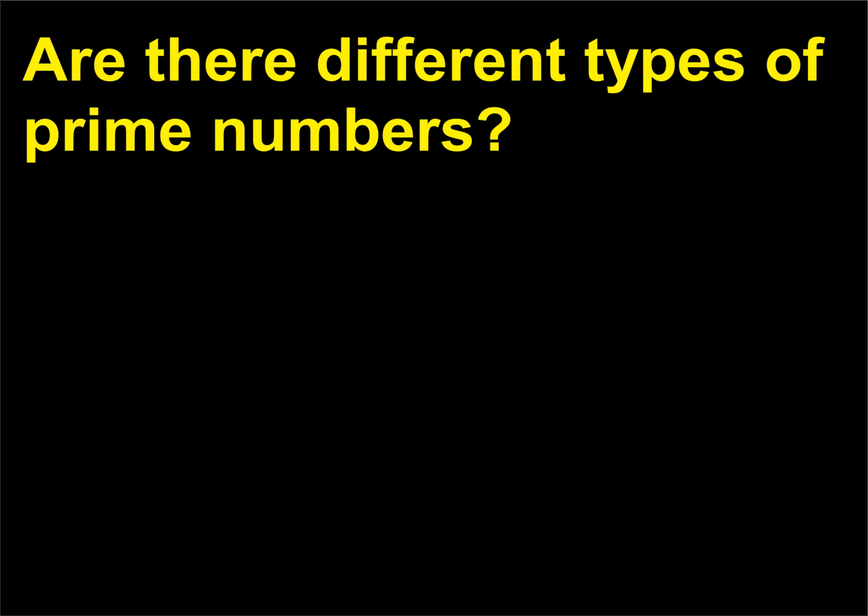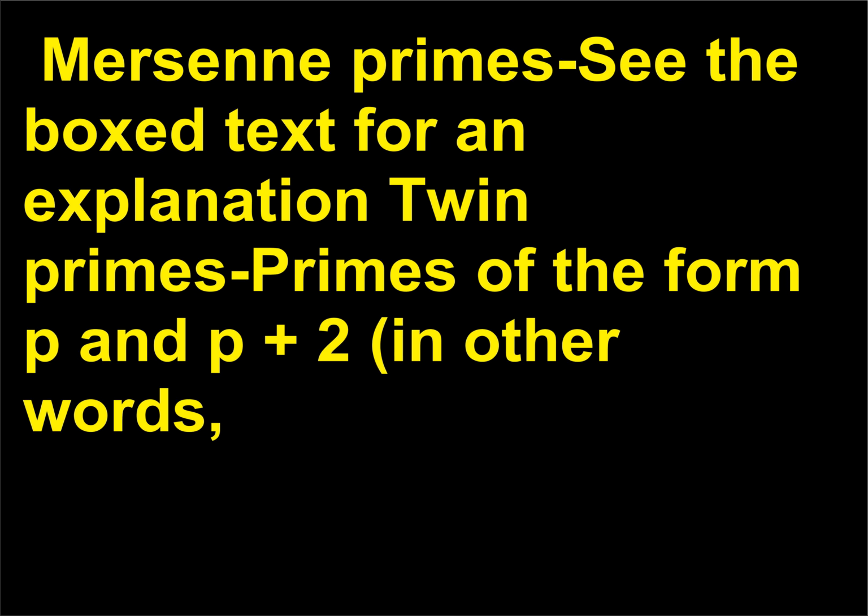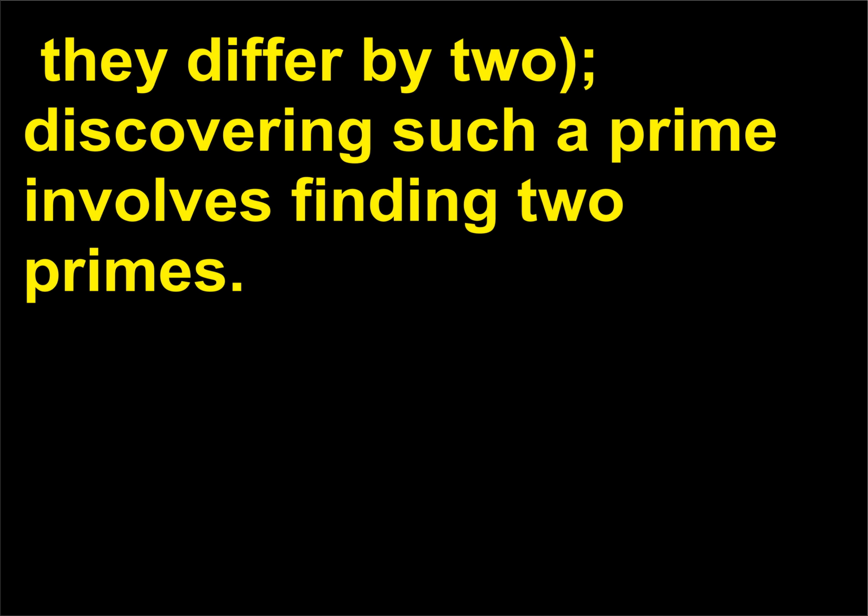Are there different types of prime numbers? Yes, there are different types of prime numbers, including the following. Mersenne prime. See the box text for an explanation. Twin primes of the form p and p plus 2, in other words, they differ by 2. Discovering such a prime involves finding 2 primes.